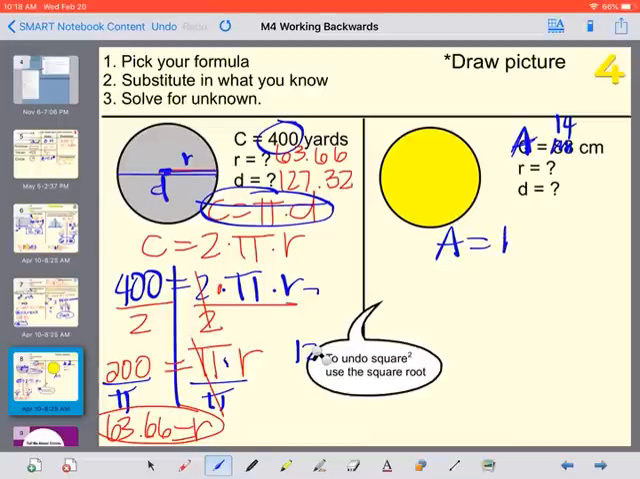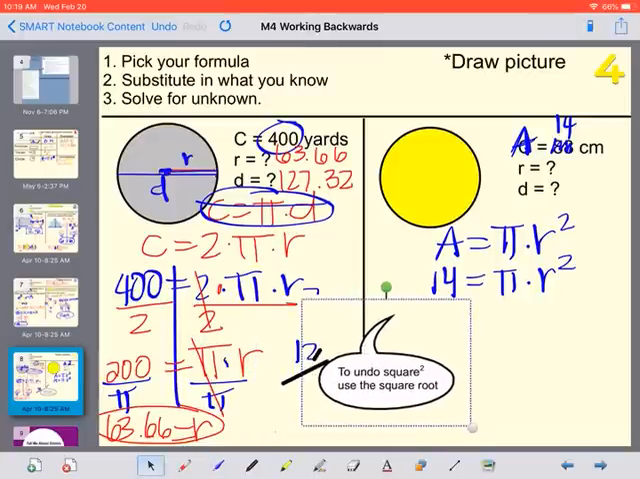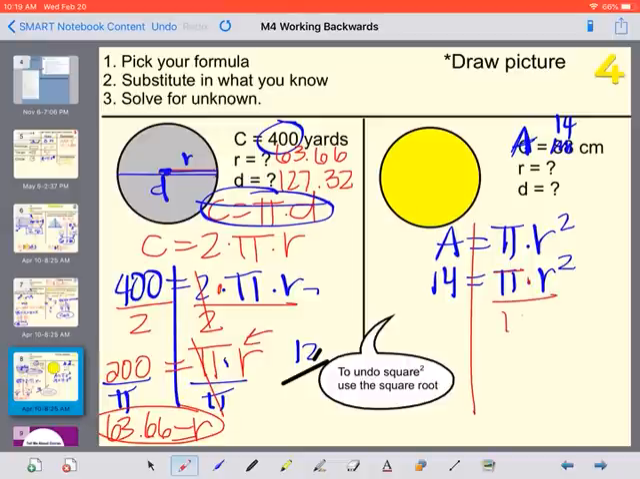So the area of a circle is pi times your radius squared. So let's plug in what we know. Our area is 14 centimeters times pi times our radius squared, and we don't know what our radius is. So it does say here to undo the square, use a square root, but we're not there yet. We need to get rid of this pi first. The opposite of multiplying by pi, just like we did over here, was dividing by pi.